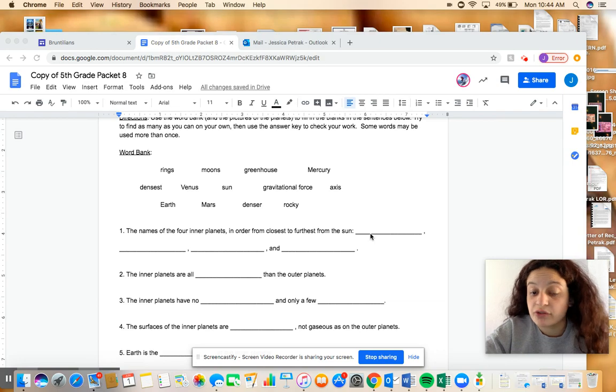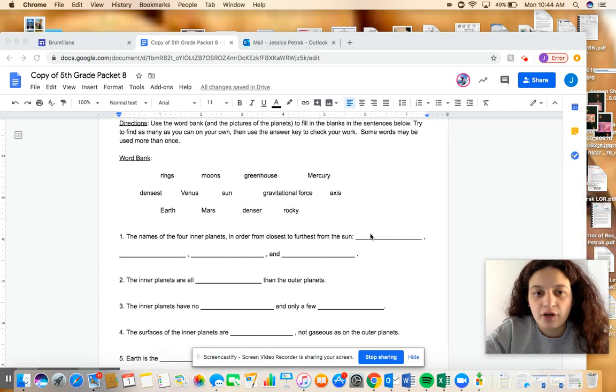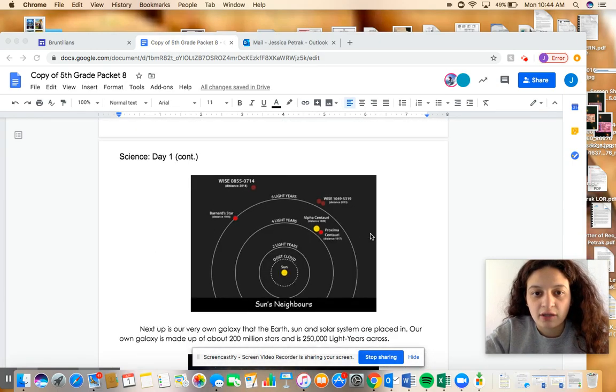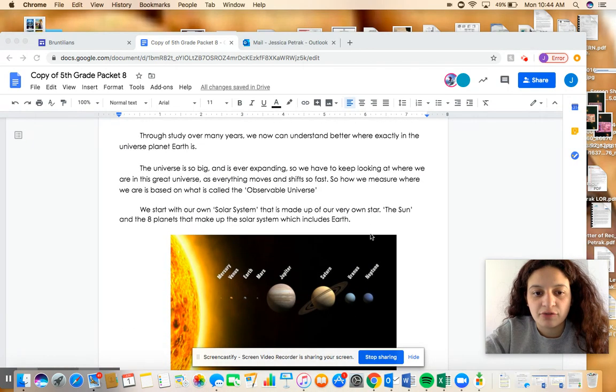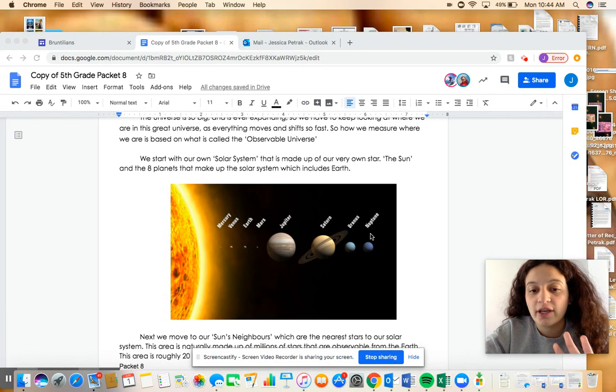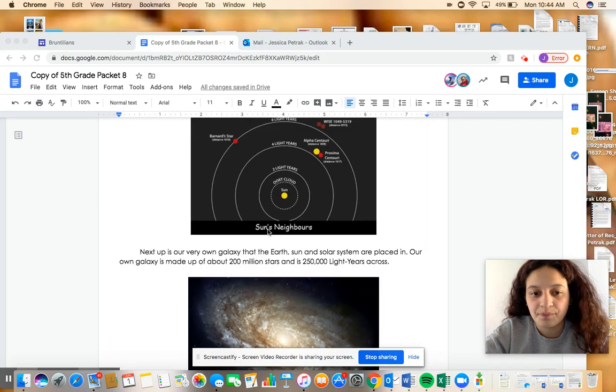So some of you might just know this answer already. But if you don't, or you just want to double check, let's go up to this picture right here. So the 4 inner planets from closest to furthest. So we know it's going to be these first 4, and we'll just go in order. So closest is Mercury, then Venus, then Earth, then Mars.